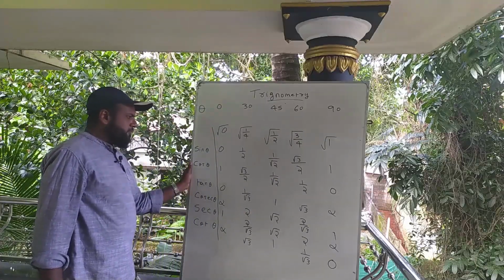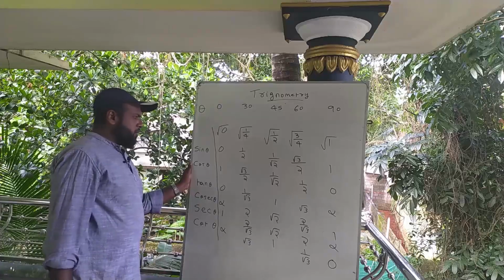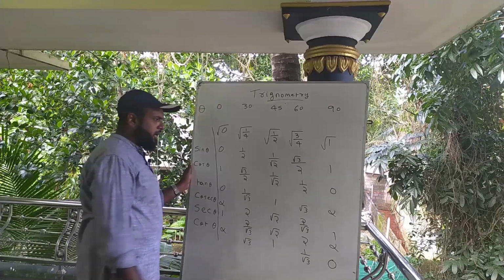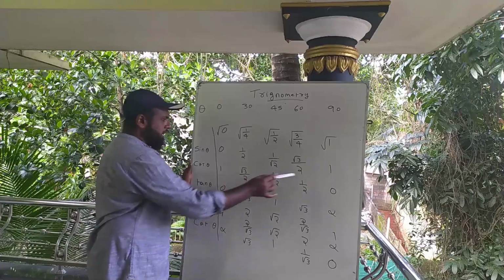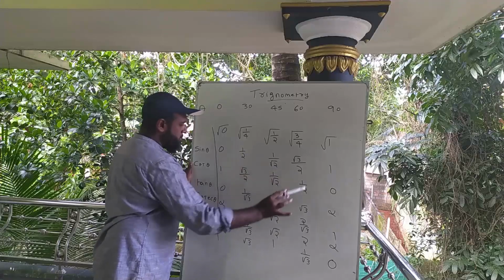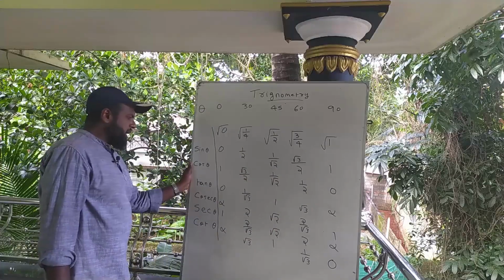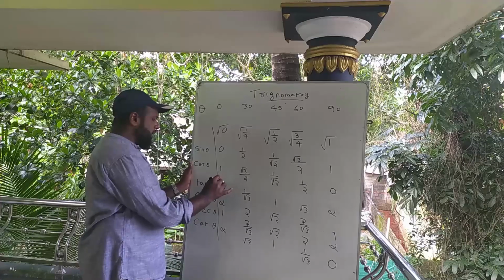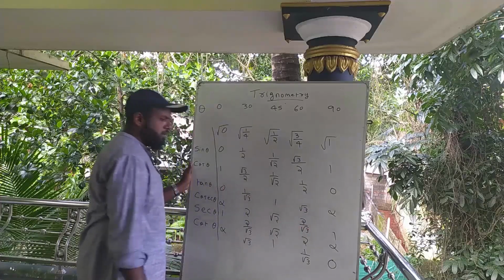And in the next step we have found cos theta. How do we find cos theta? We have written this in reverse order. That is 1, root 3 by 2, 1 by root 2, 1 by 2, 0. Then we have found tan theta by dividing sin theta by cos theta and we got this.